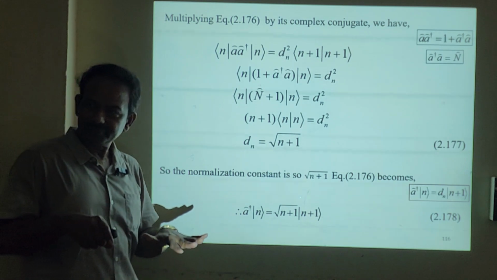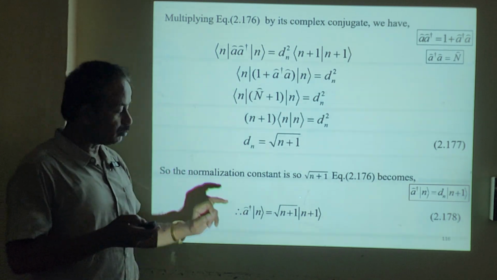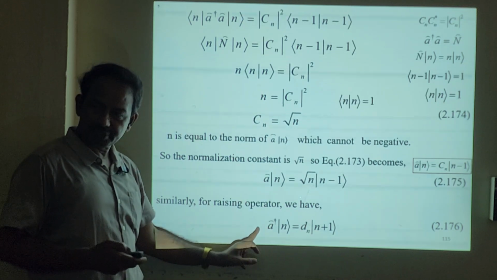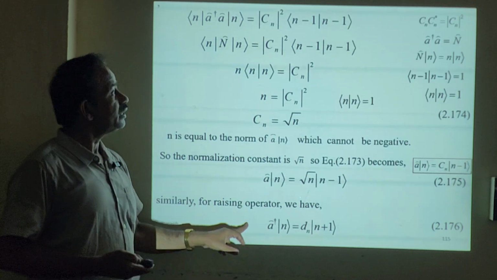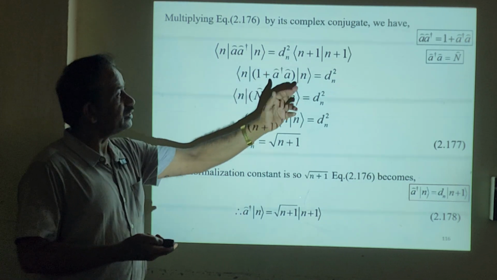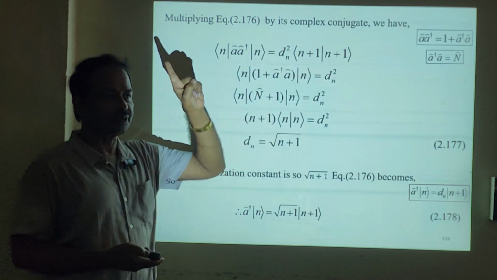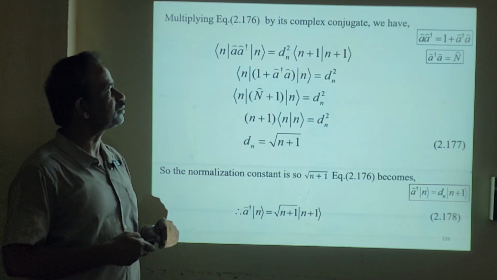Now again take the bra on both sides, the same procedure. Taking the bra on both sides, a dagger will become a. So this will become ket n, so bra n, a dagger. On that side, that will give you dn squared, bra n plus 1 with ket n plus 1, that will give you 1.